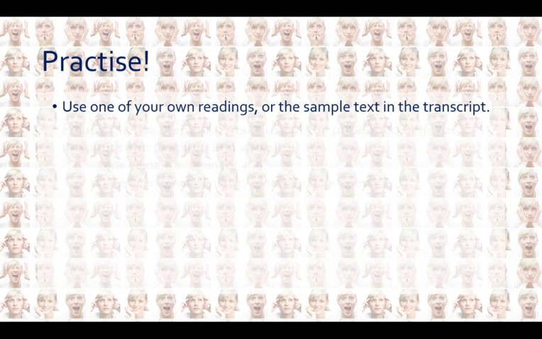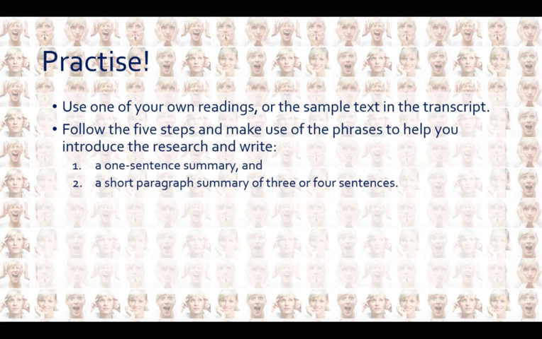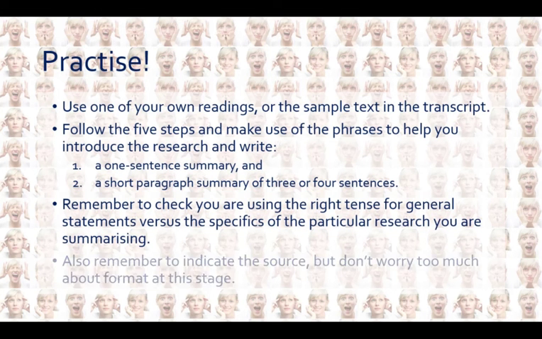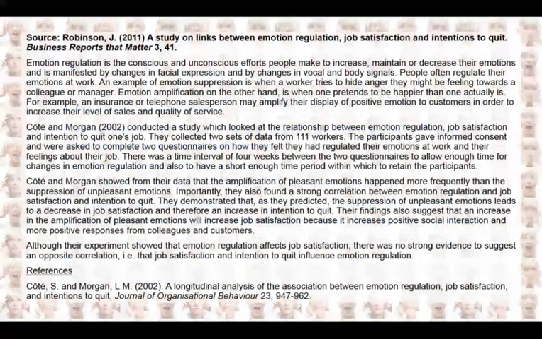Follow the 5 steps and make use of the phrases to help you introduce the research and write first a 1-sentence summary and second a short paragraph of 3 or 4 sentences, a bit like the Buchanan 1995 summary in the earlier exercises. Remember to check you are using the right tense for general statements versus the specifics of particular research, and also remember to indicate the source. There will be no specific feedback if you use a different source for this exercise, but I'll provide some feedback on the Robinson text. Pause the video to complete all the steps, then restart to get feedback if you want it.